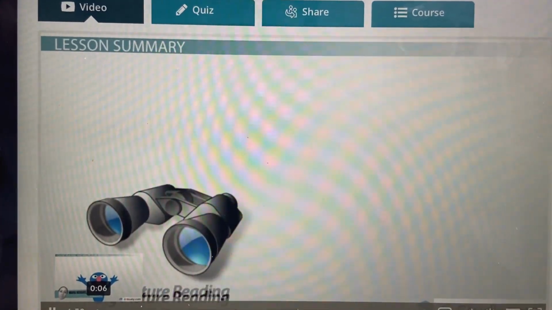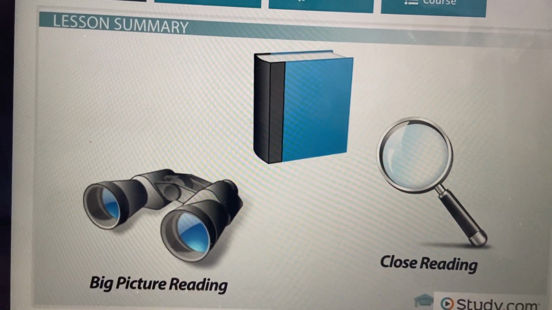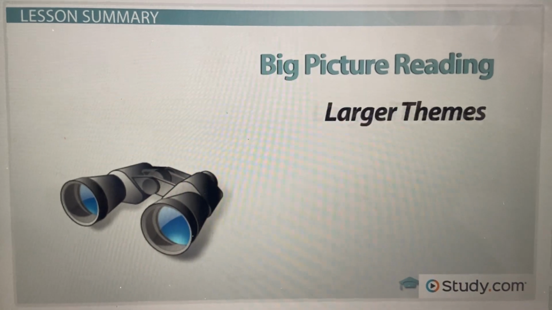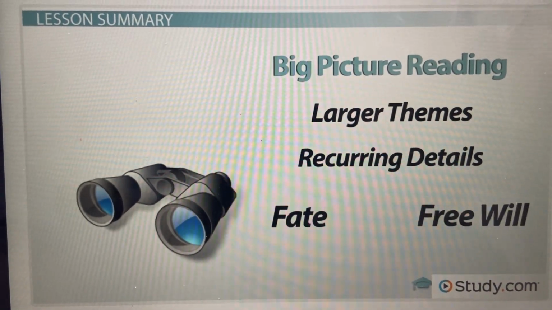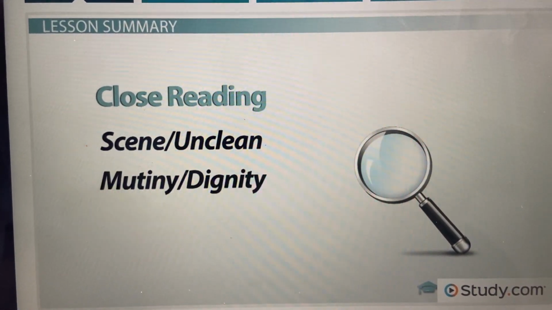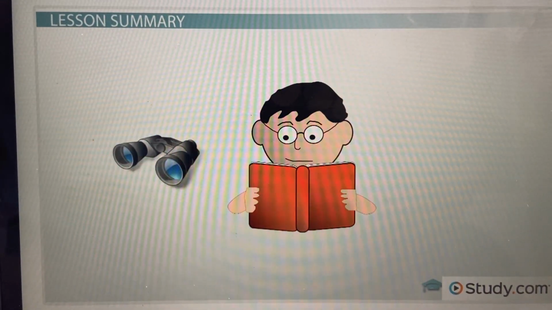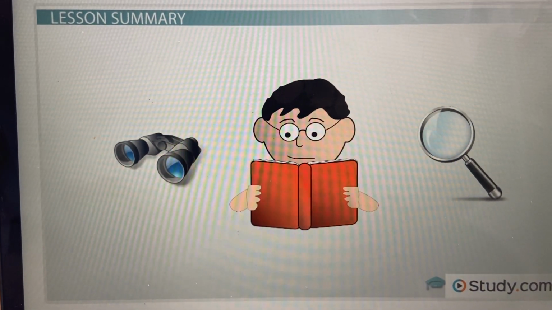Big picture reading and close reading strategies are two ways of looking at a work of literature. Big picture reading strategies focus on larger themes or recurring details, like mentions of fate or free will. Close reading strategies look at the small details in a story, poem, or novel, and how they connect to the larger story being told. Strong readers use both big picture and close reading strategies to examine literature for the author's intent.